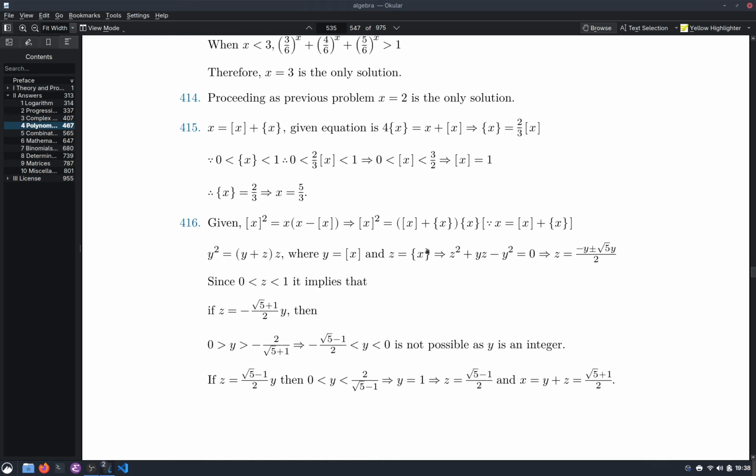Now we know that the fractional part, that is z, is between 0 and 1. So we can't take up the negative sign. So what we have is z is equal to minus square root of 5 plus 1 y by 2. Then what we have is 0 is greater than y and greater than minus 2 by square root of 5 plus 1.